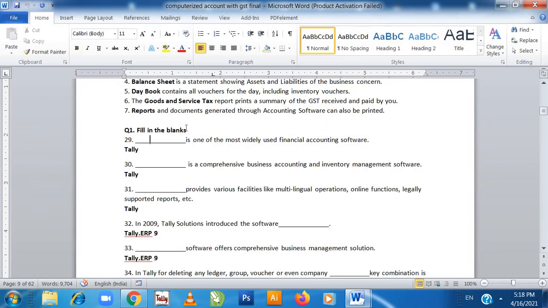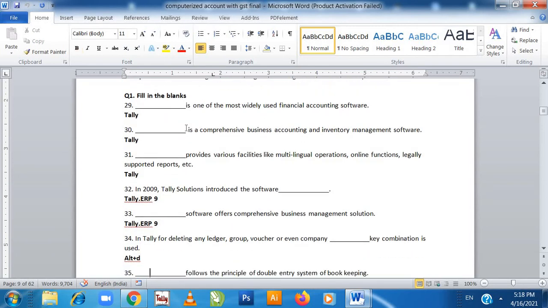Dash is one of the most widely used financial accounting software, that is answer is Tally. Dash is comprehensive business accounting and inventory management software, answer is Tally. Dash provides various facilities like multilingual operations, online functions, legally supported reports, etc. Answer is Tally. In 2009, Tally Solution introduced the software Dash, that is Tally ERP 9. Dash software offers a comprehensive business management solution, answer is Tally ERP 9.